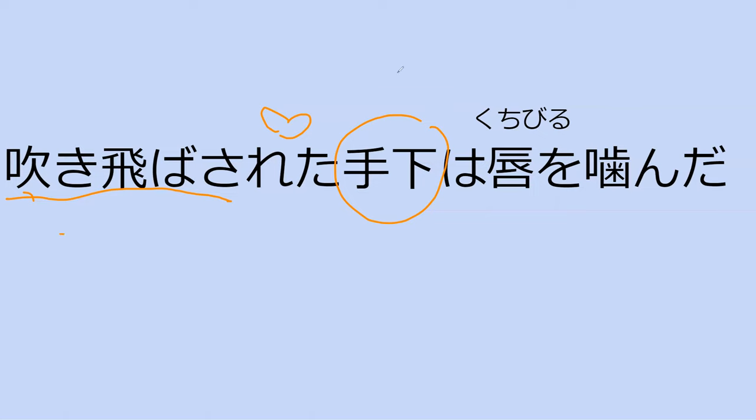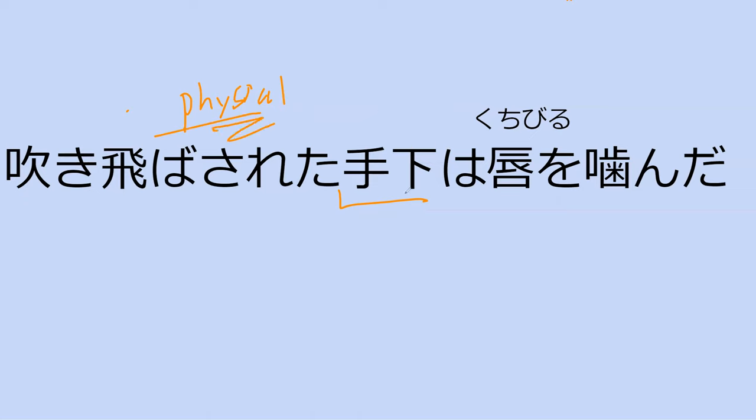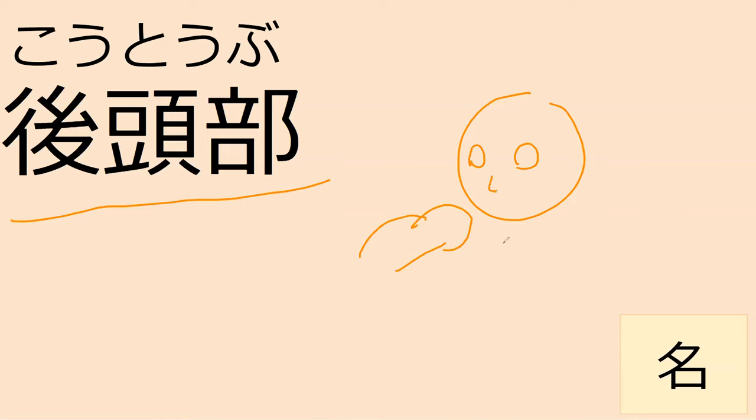Oh, I see, okay. This is physical, like he was physically sent flying, basically. Exactly. So the minion that was sent flying bit his lips. Perfect. So our next word, kotobu, is the back of your head. As a little refresher, Benetto punched the main character on his kao, at the front of his head. So kotobu is the opposite area, the back of his head.